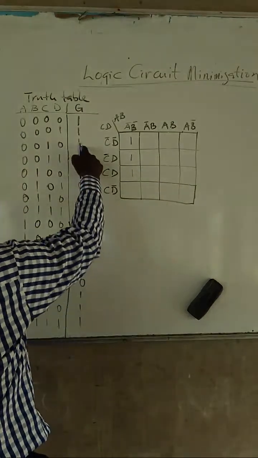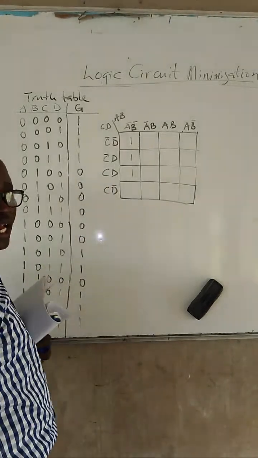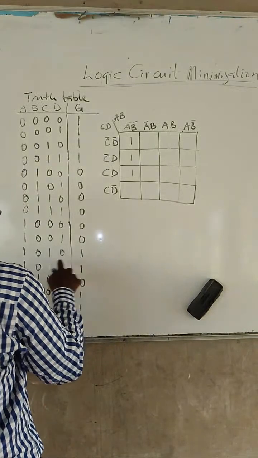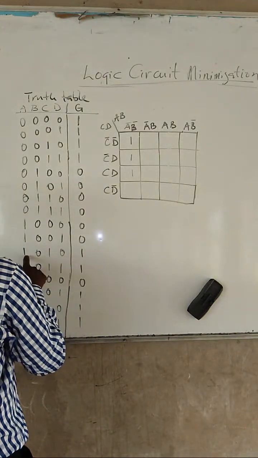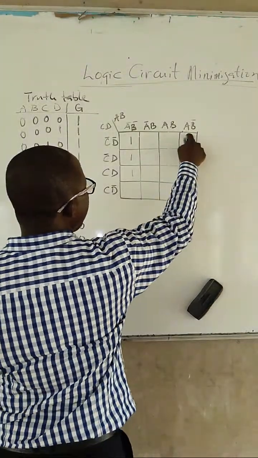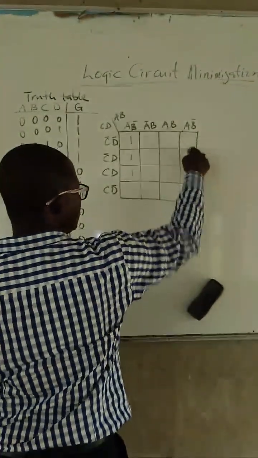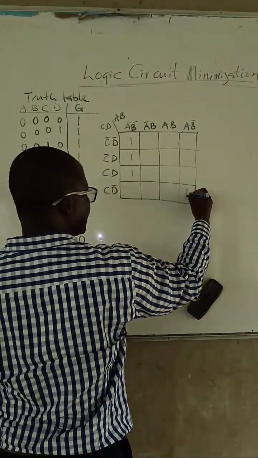Then the next one, where we have a 1, is here. All these containers, you don't deal with those ones that are zeros. So here we have 1, 0, 1, 0: A, B bar, C, D bar. That is this position. We trace it from row to column and they meet together here.